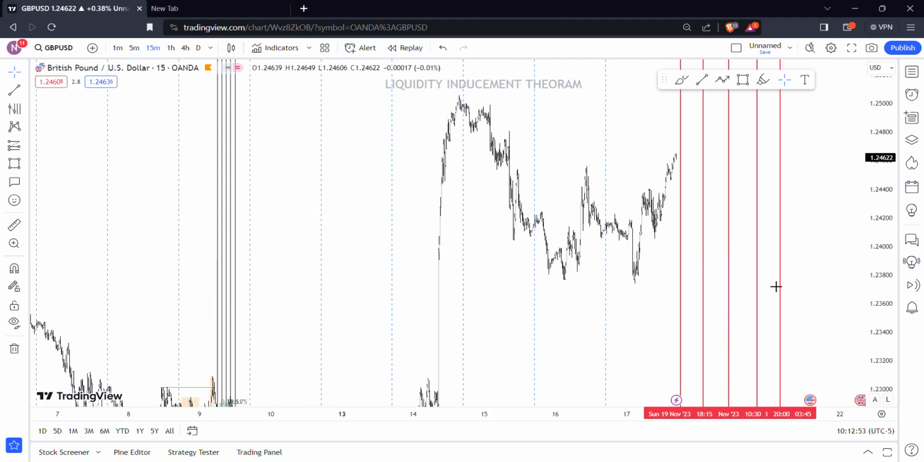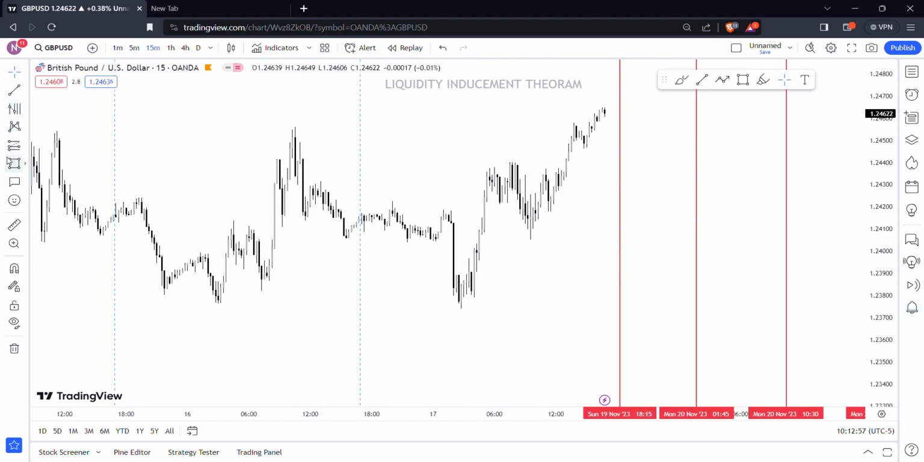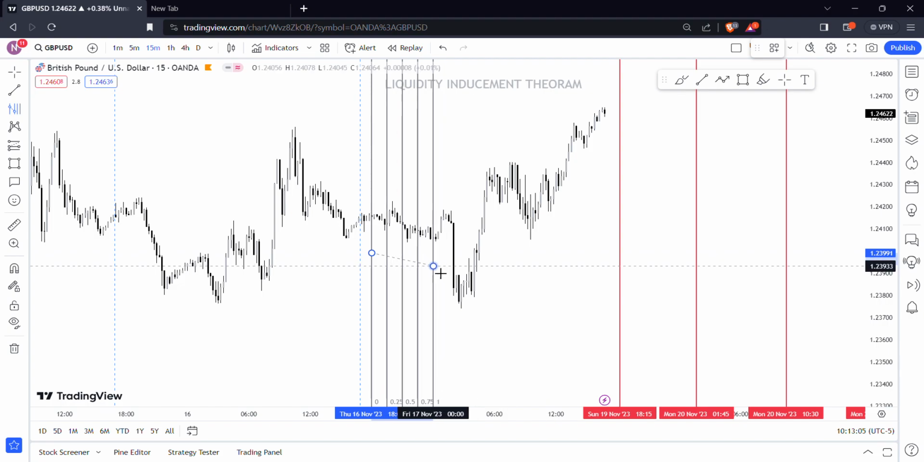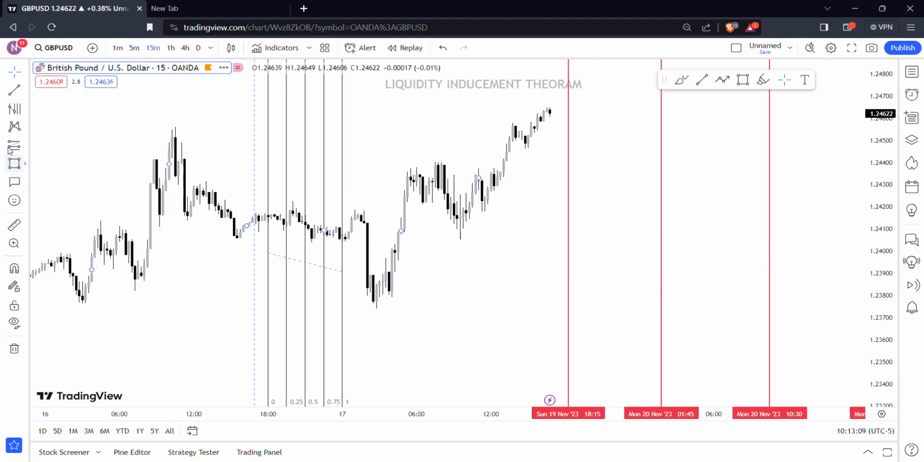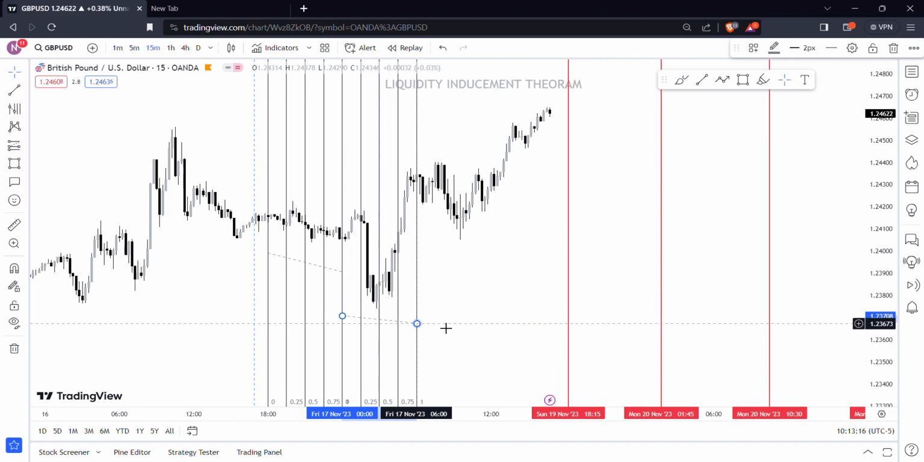The time and price is very important. I can show you a number of examples of this. If you see here, this day, let me mark the first zone. 18 to midnight is the quarter 1. It means accumulation. The quarter 2 starts here.